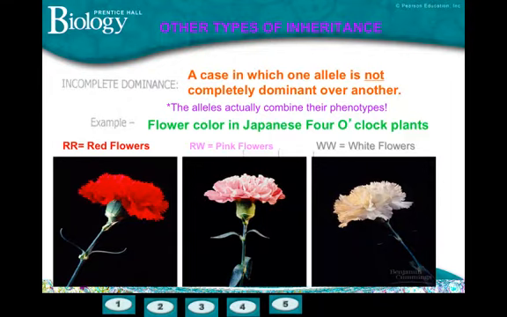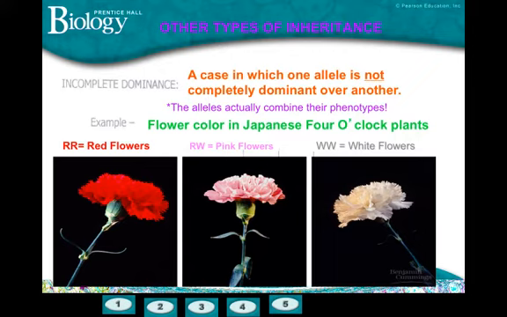So here we are, looking at other types of inheritance because not everything in the natural world follows Mendelian rules of dominant and recessive. One example is called incomplete dominance, a case in which one allele is not completely dominant over another. The alleles actually combine their phenotypes.